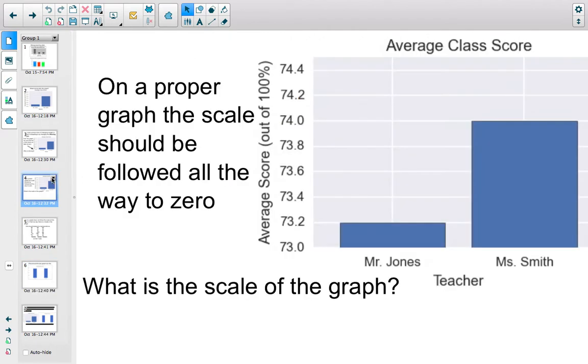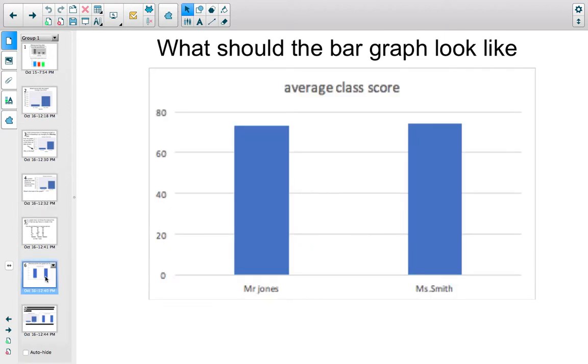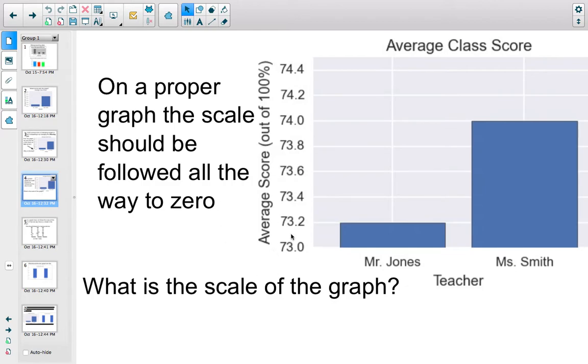But if you look at this graph, you're saying Mr. Jones sucks. But if you look at this graph, they're about the same. And that's because we started at 0 and we went up a specific amount, while here we started at 73 and went up by 0.2.